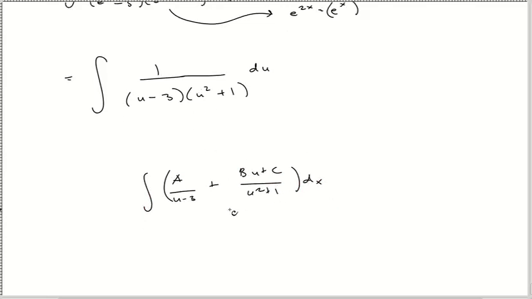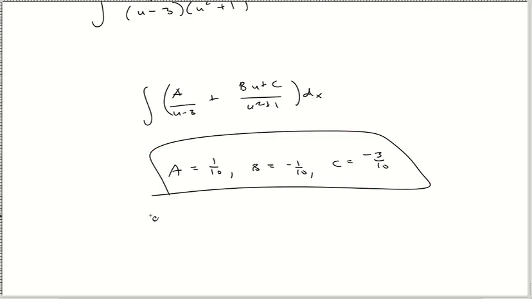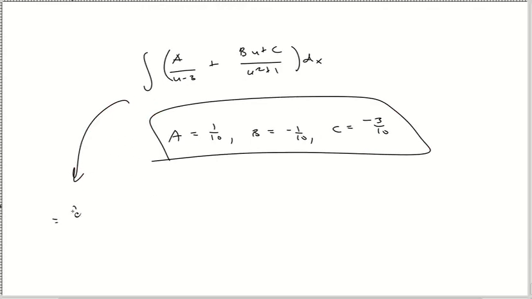So I set it up, and then I did some math with what I had. My A equals 1/10. My B equals negative 1/10. And my C is equal to negative 3/10. So I did skip a lot of steps. I could plug them in now. And so what I actually end up getting is the integral of 1/10 over (u minus 3), plus (negative 1/10 u plus negative 3/10) all over (u squared plus 1) du.